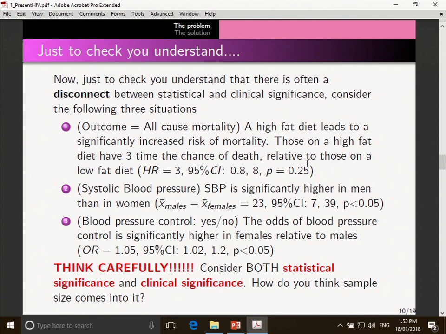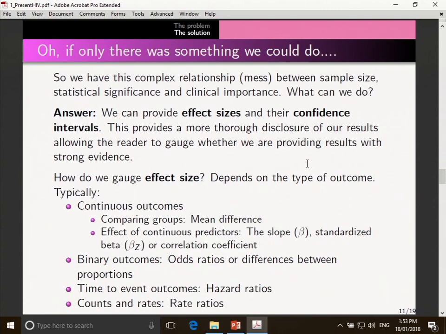What's happened there? Sample size is huge. We may have a very large sample size and we can say it's statistically significant, but it doesn't seem to matter that much. Okay? Being a female isn't particularly protective in this case. So that's it. There's a disconnect. In case number 1 and case number 3, there is a disconnection between statistical significance and clinical importance. Okay, and we've already answered how sample size comes into it.